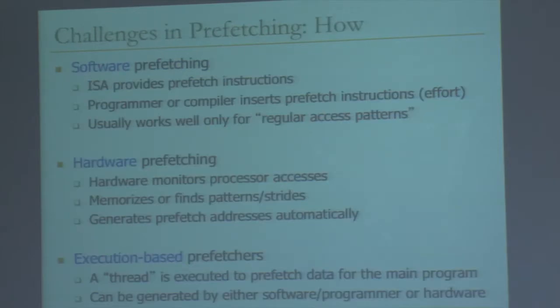So hopefully this gives you a lay of the land of prefetching. Now we'll jump into some of the methods for prefetching.